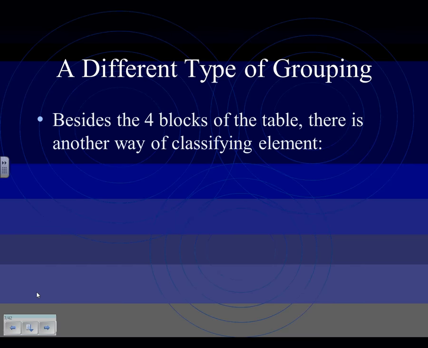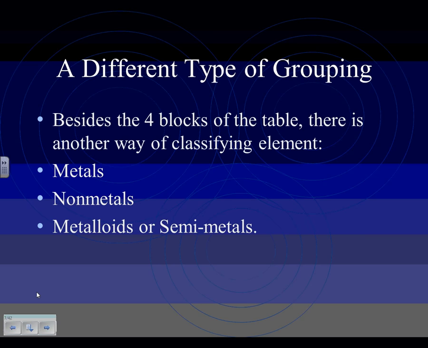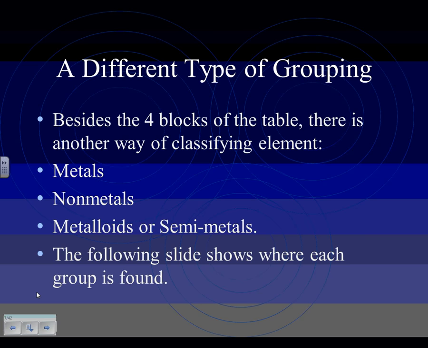Now, in terms of grouping, there are really 3 types of groups, besides the 4 blocks of S, P, D, and F respectively. We have metals, nonmetals, and metalloids, or perhaps semi-metals. And we're going to go forth and show the slideshow where we discuss each group and their properties and go from there.